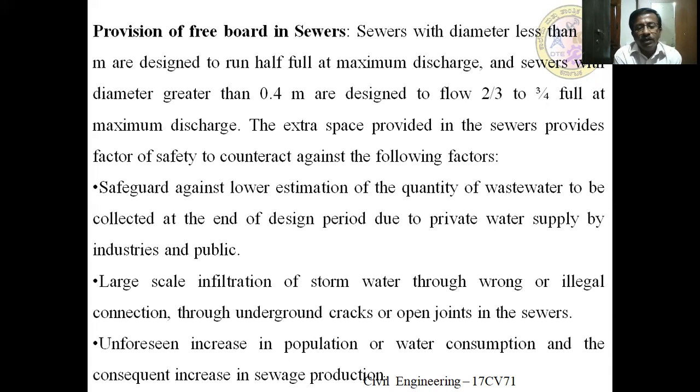When you go for water supply, we are very careful about unaccounted water. Unaccounted water means there are many illegal connections which are not taken into consideration when calculating how much water is supplied to the city. So unaccounted water is also an important factor when calculating the total quantity of sewage generated by that city. Therefore, we give the provision for the freeboard. Third, unforeseen increase in the population or water consumption and consequent increase in the sewage production.